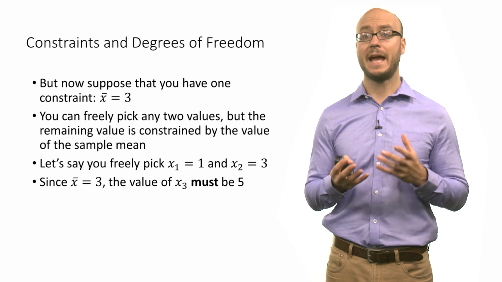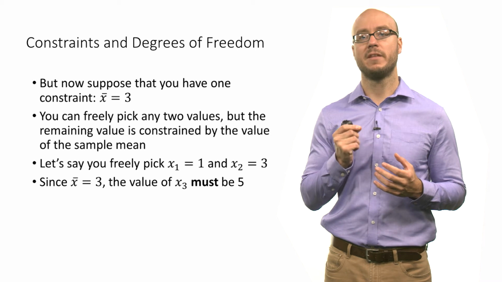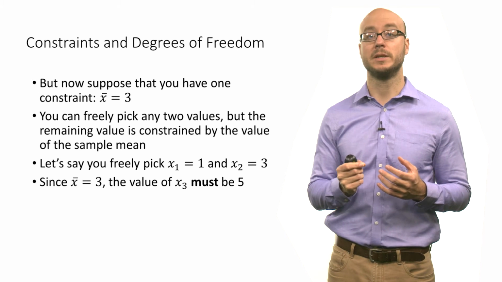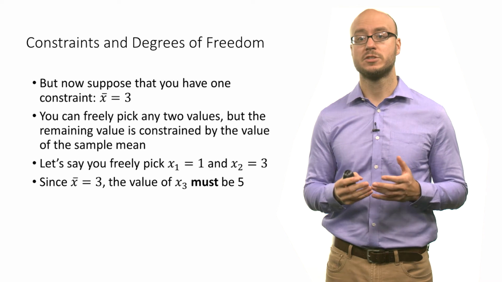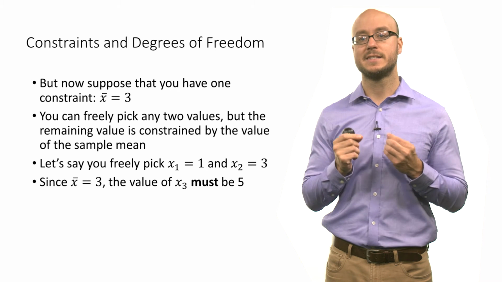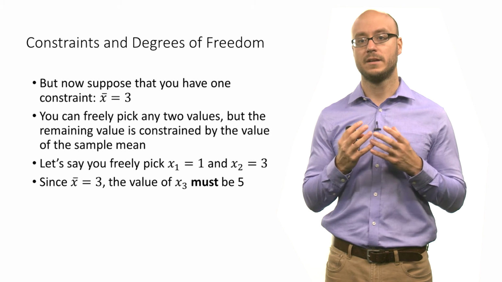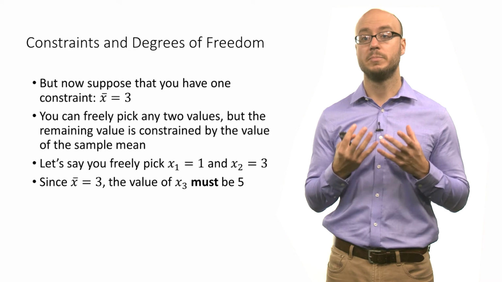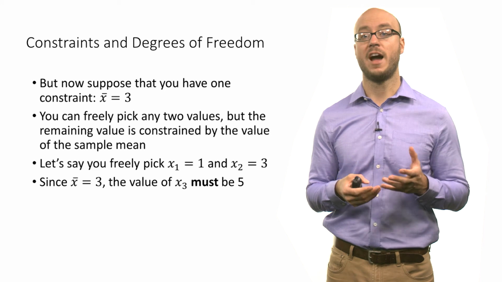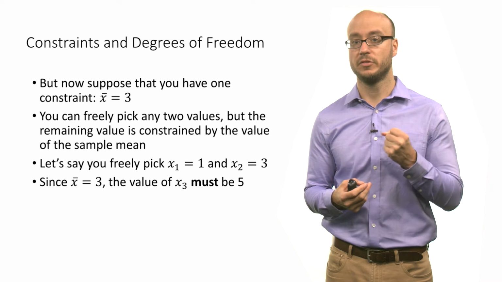You can freely pick any of those first 2 values, but that remaining value is constrained by the fact that the value of the sample mean is fixed at 3. So suppose you pick the first value as 1, the second value is 3. Since the sample mean is 3, the value of that last observation must be 5. That's because 5 plus 1 plus 3 divided by 3 equals the sample mean 3.